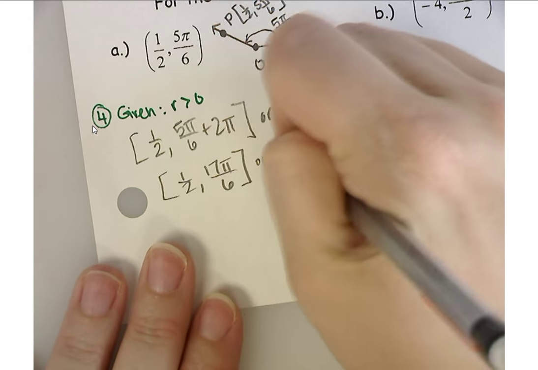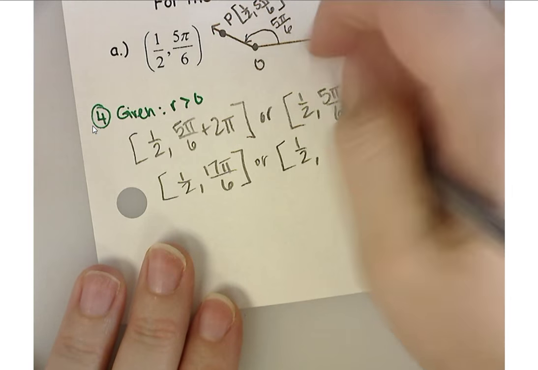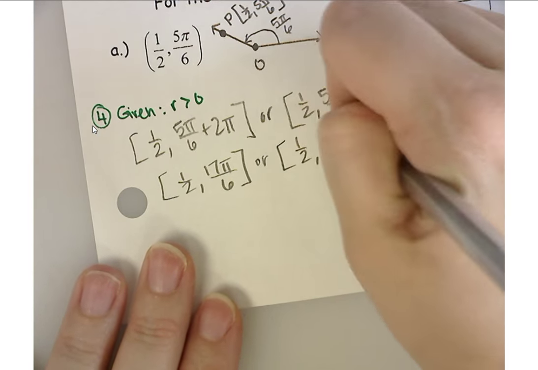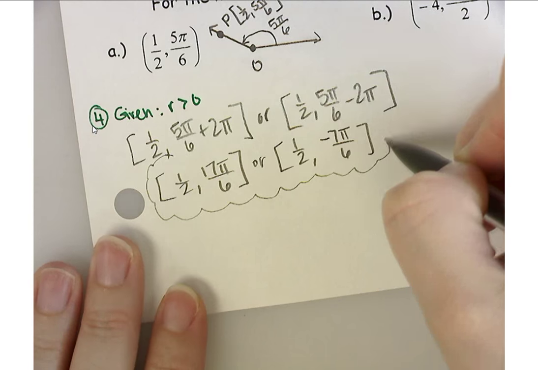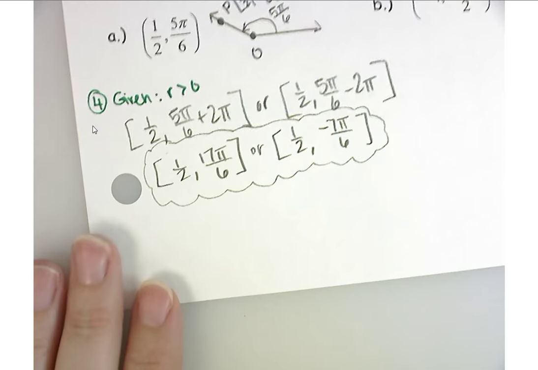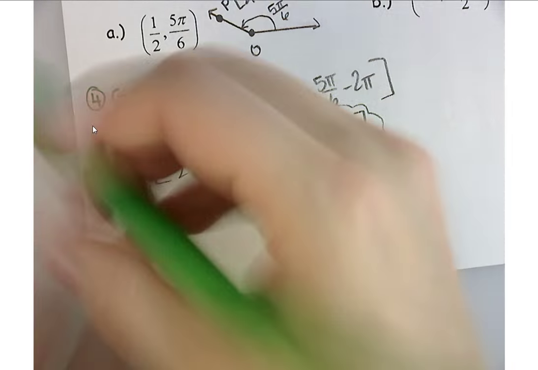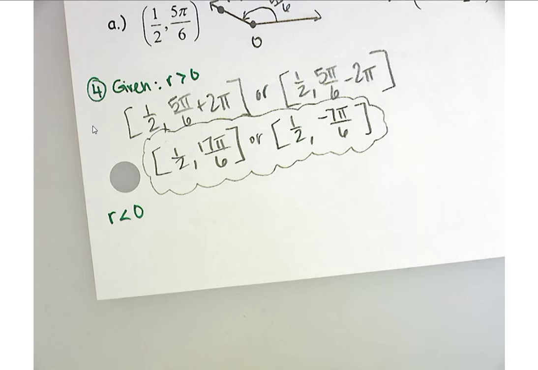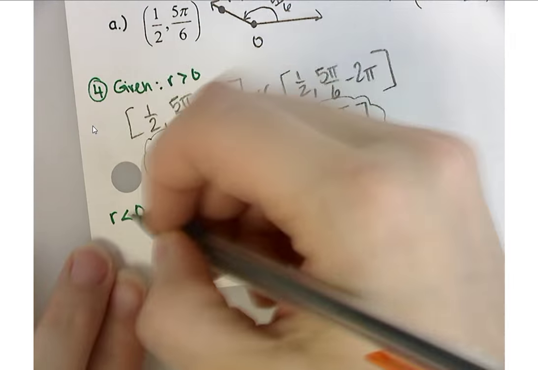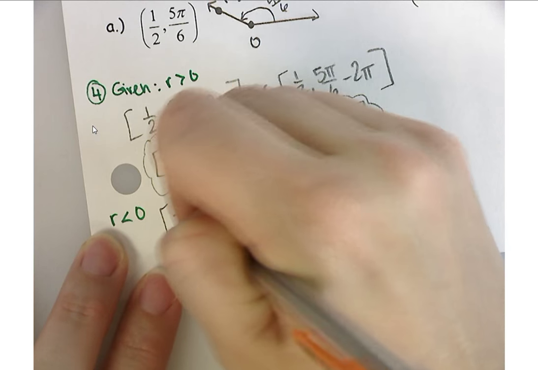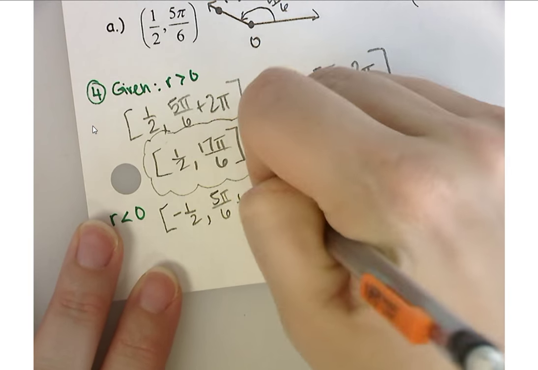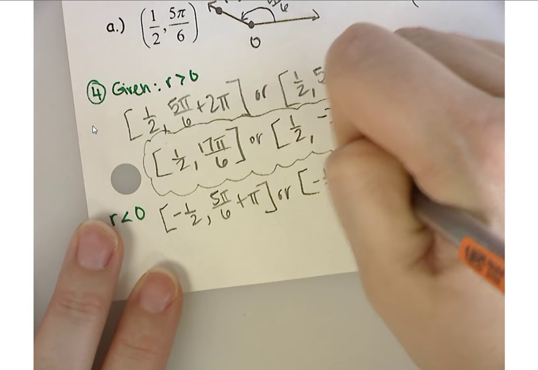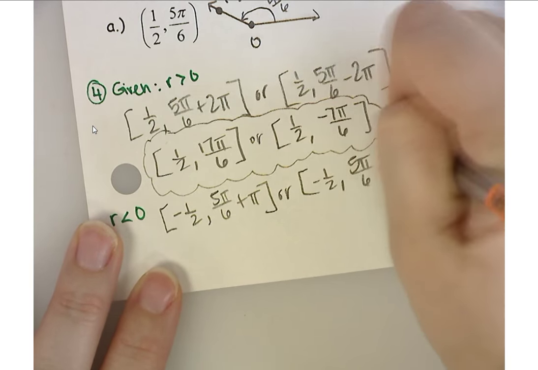And then I can subtract. So 5 pi minus 12 pi is negative 7 pi over 6. These would be my positive values of r. Now I'm going to do r is less than 0. For r less than 0, that's when you're going to add or subtract pi. So if I have 1/2, I change it to the opposite, and then I'm going to have negative 1/2, 5 pi over 6 plus pi, or I could do negative 1/2, 5 pi over 6 minus pi.